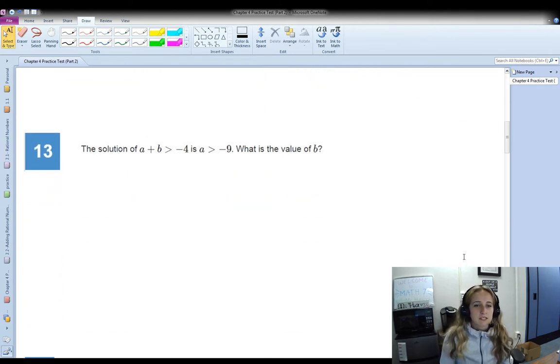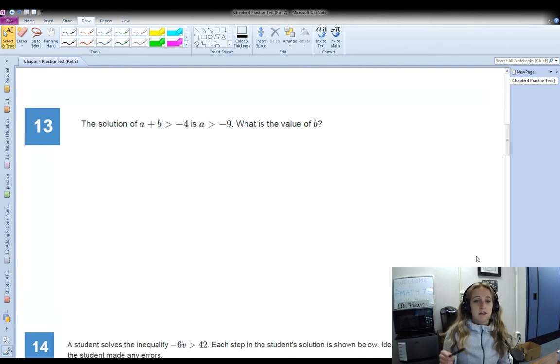Okay, let's scroll down to 13. The solution of A plus B is greater than negative 4 is A is greater than negative 9. I need you to find the value of B. Use your problem solving skills.